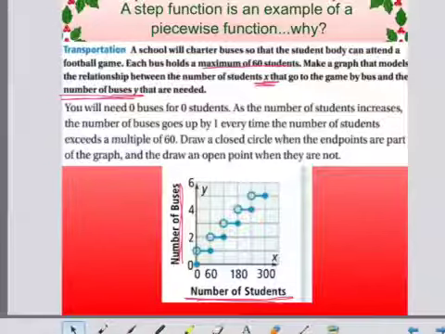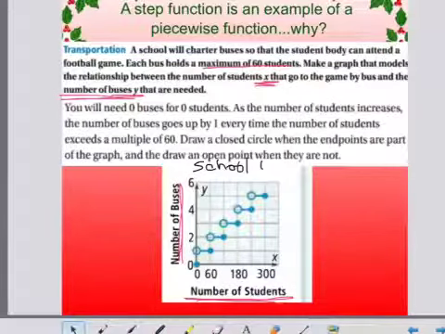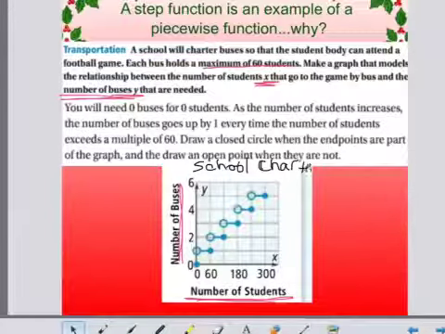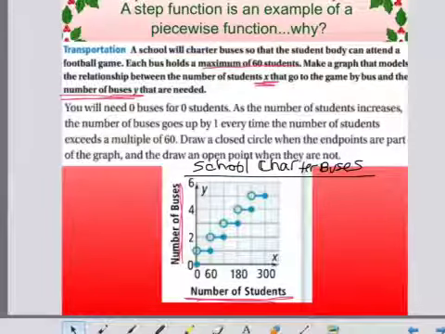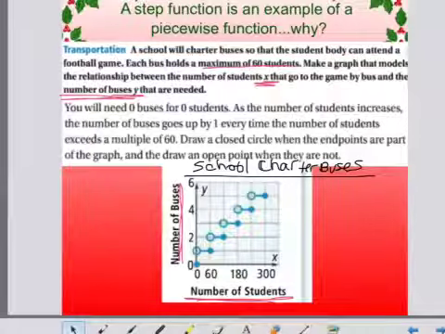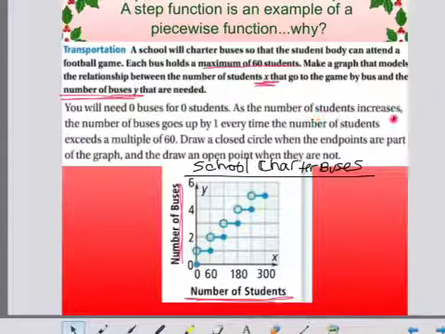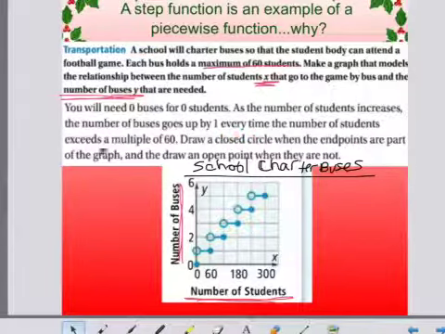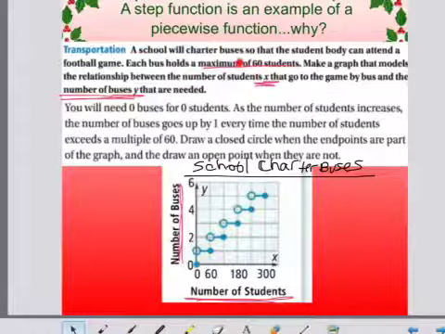We also need some sort of title, so school charter buses, something along these lines. Now, this next part tells us that we will need 0 buses for 0 students. Well, that makes sense. 0 buses for 0 students, you plot your point there. As the number of students increases, the number of buses goes up by 1 every time the number of students exceeds a multiple of 60, because each bus holds a maximum of 60.